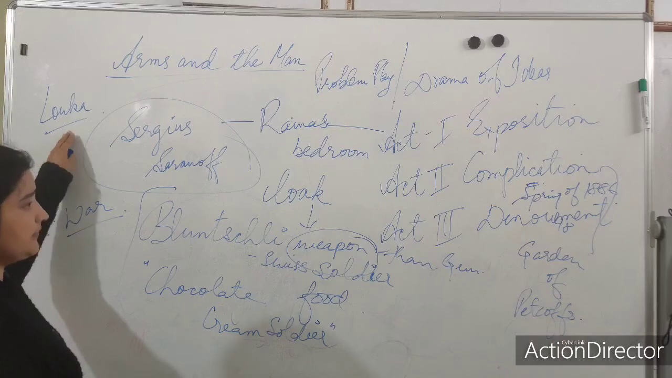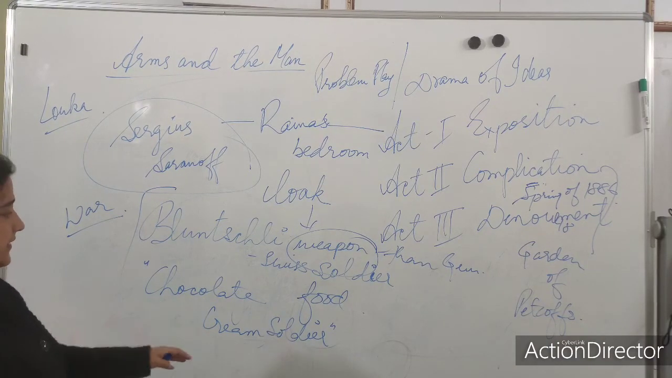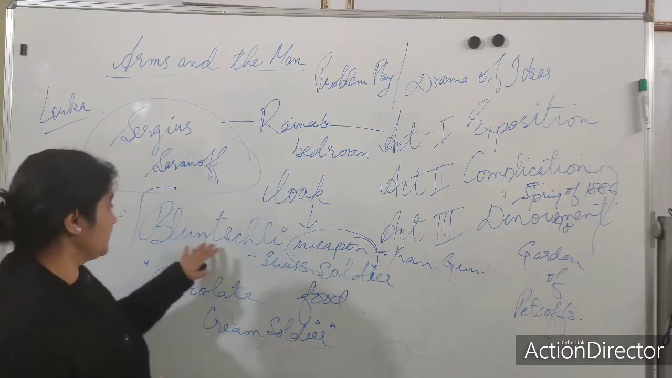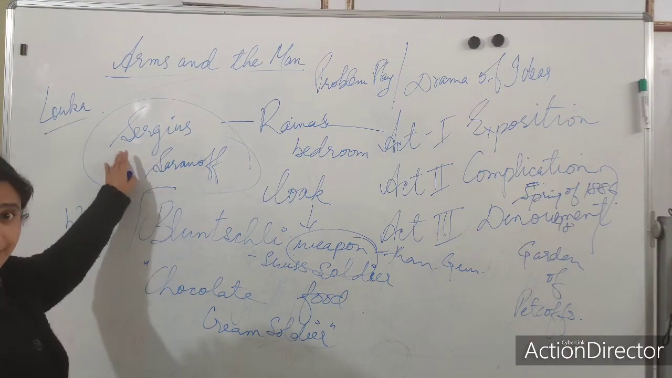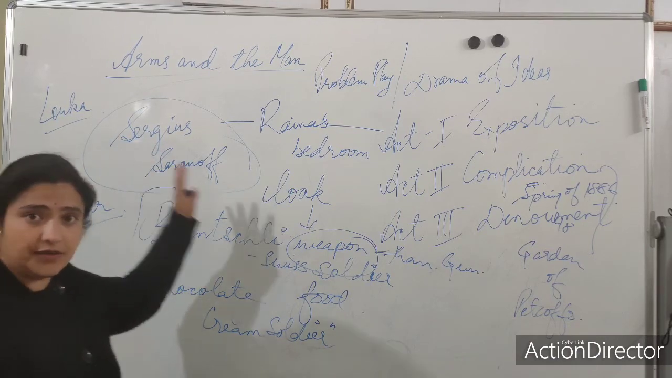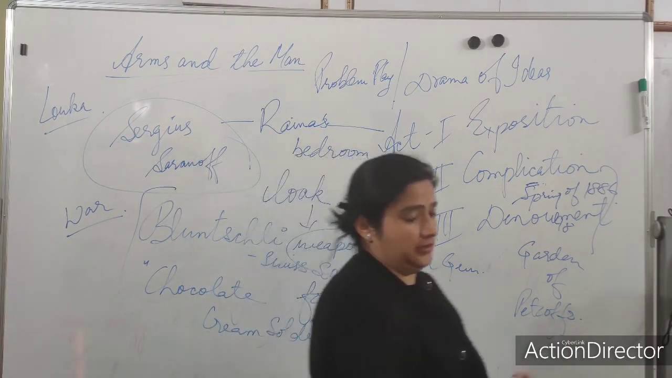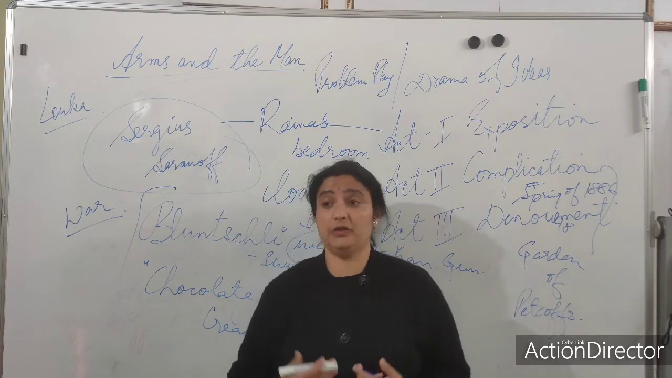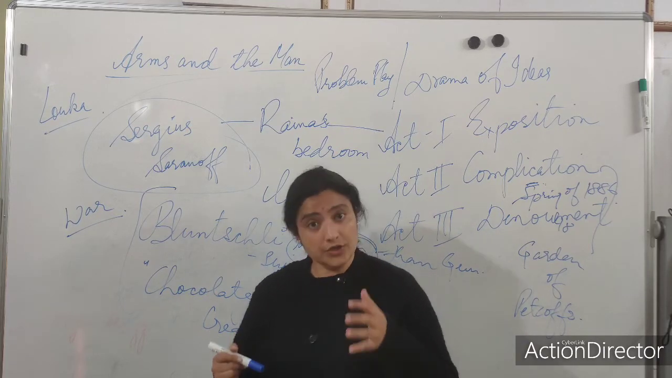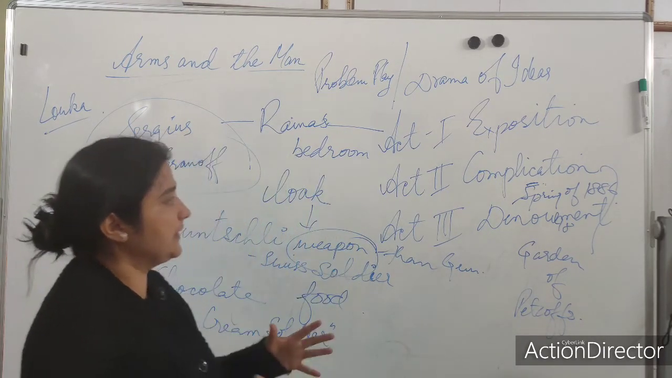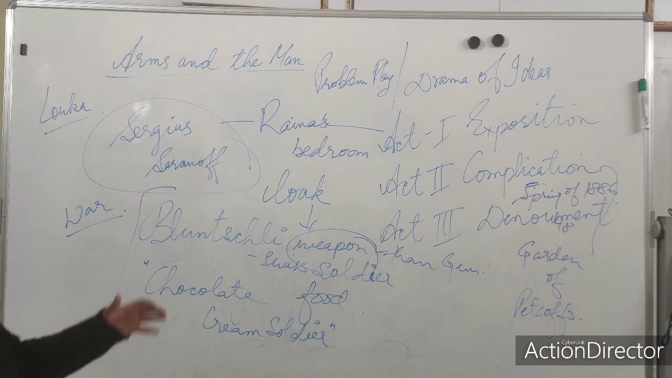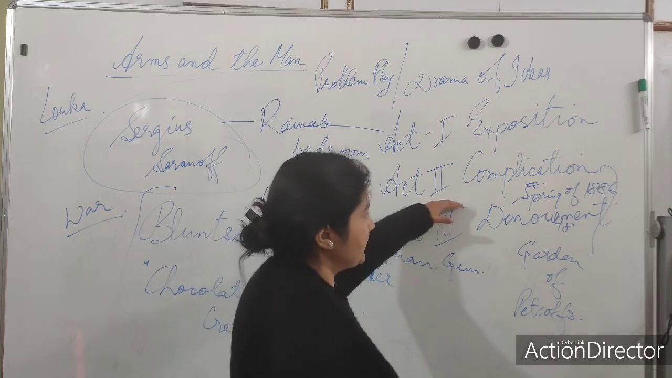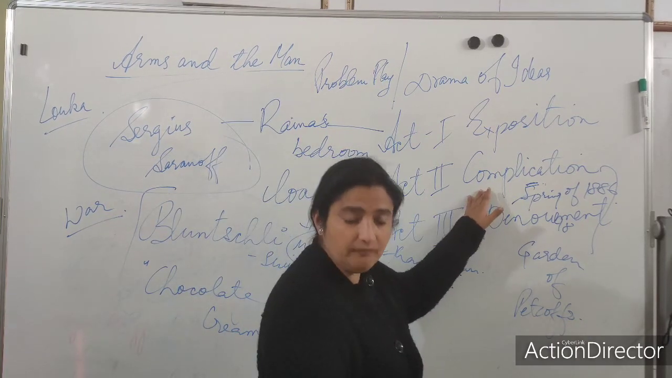And slowly and steadily, as she learns about Raina's feelings towards Bluntschli, she makes all the more effort that Sergius starts loving her, or she's somehow able to get married to him, because that would definitely add to her social status, right? So these are the problems which Shaw has talked about in Act 2.